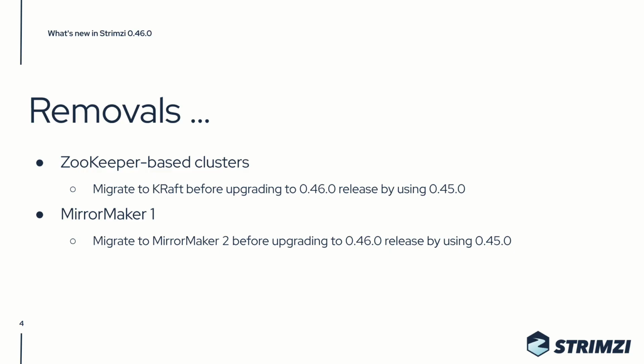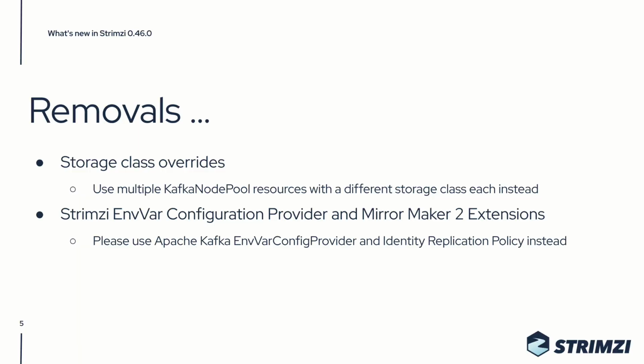We also removed MirrorMaker 1, so as before, you have to migrate to MirrorMaker 2 before upgrading to Strimzi 0.46. Regarding removals, we also removed the storage class overrides. It means that if you want to use a different storage class for your nodes, you have to use multiple KafkaNodePool custom resources for your nodes, like brokers or controllers if you are using KRaft, with a different storage class each.